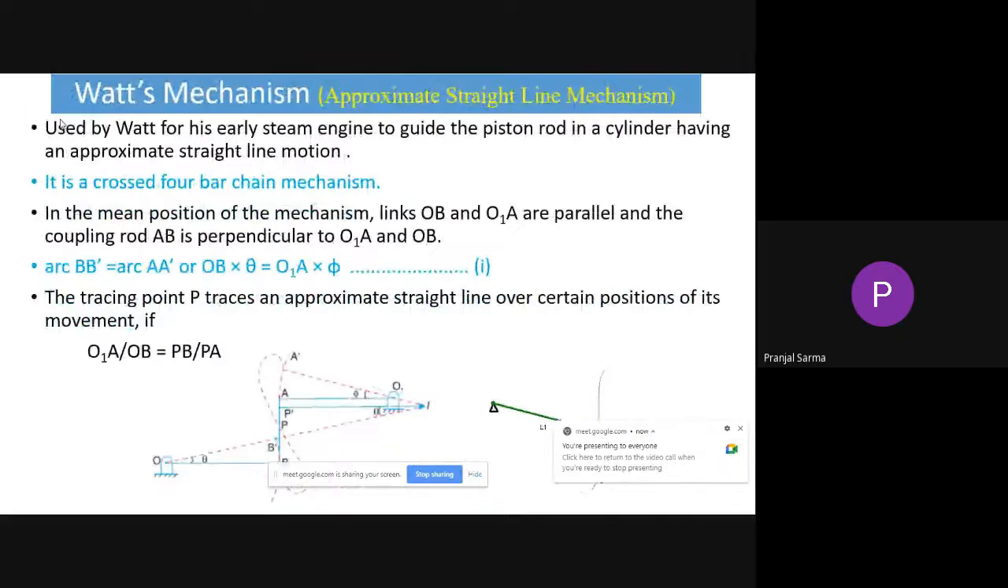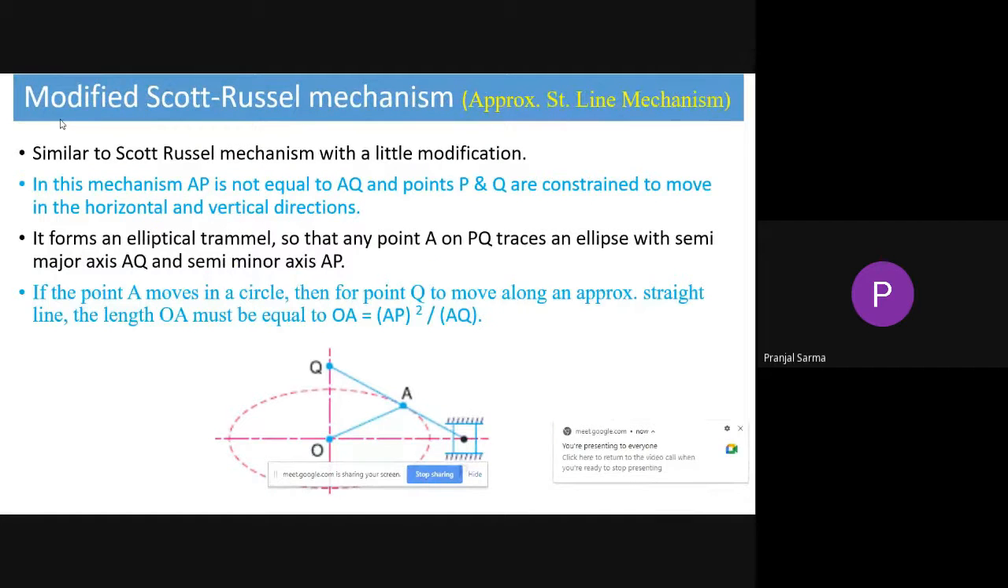So now this Watt mechanism is an approximate straight line motion mechanism. Similarly, we have got another approximate straight line motion mechanism known as the modified Scott Russell mechanism. Here the difference is in terms of this length. Just now we discussed the Scott Russell mechanism, where A was the midpoint, that means AP is equal to AQ, and it was equal to OA. Now in this particular case, AP is not equal to AQ, so that is not mandatory.